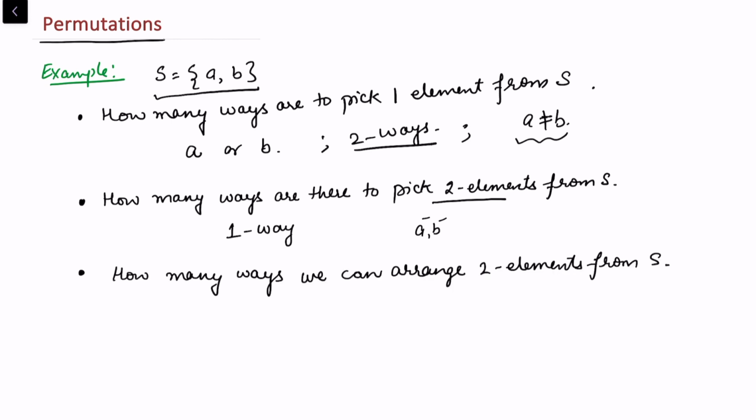But if the question is how many ways we can arrange two elements from the set S, in this case the word arrangement is very important. So when we pick two elements, either the first possibility is that we have selected element A and then we have selected element B, or at the first place we selected element B and then we placed element A. So there are two possible ways in that case. And here ordering does matter.